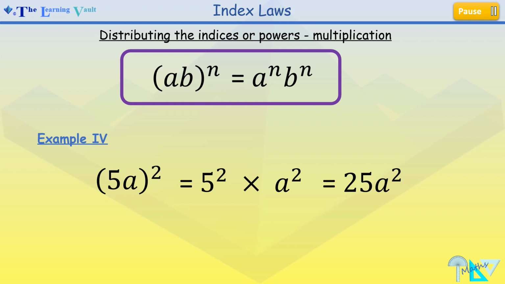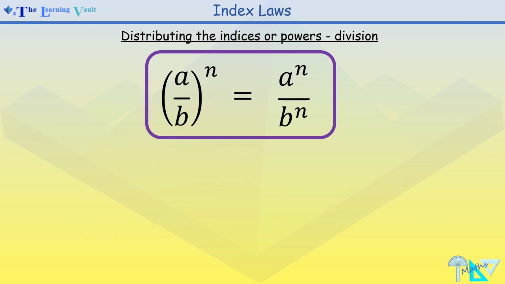To explain further, 5a all squared is the same thing as saying 5a times 5a, which would give us 25a squared. Fifth index law, distributing the indices in division. Let's look at example 5. You may pause and have a go.